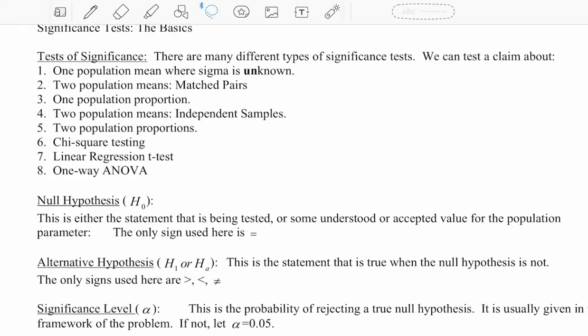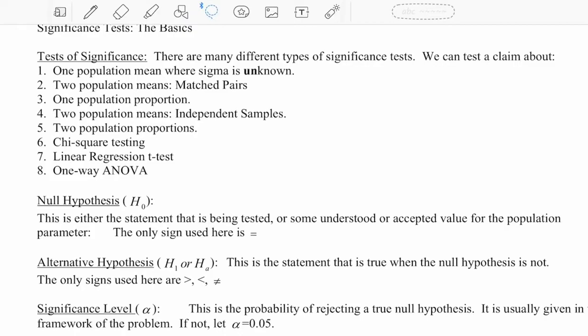The alternative hypothesis is the statement that's true when the null is not. The whole point behind a hypothesis test is to make a decision between the null and alternative hypotheses. Common notation for the alternative hypothesis is H sub 1 and H sub A. We're going to use H sub A. I think it's a little more obvious what we're talking about when I say H sub A versus H sub 1.